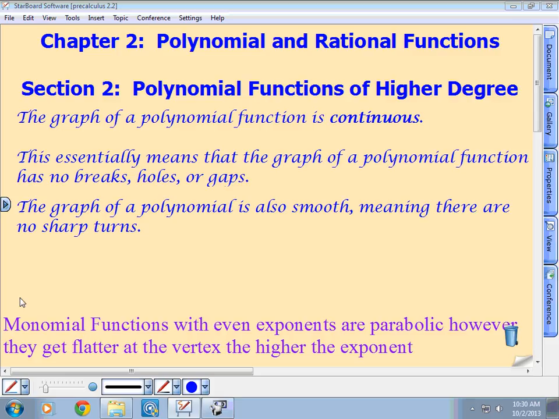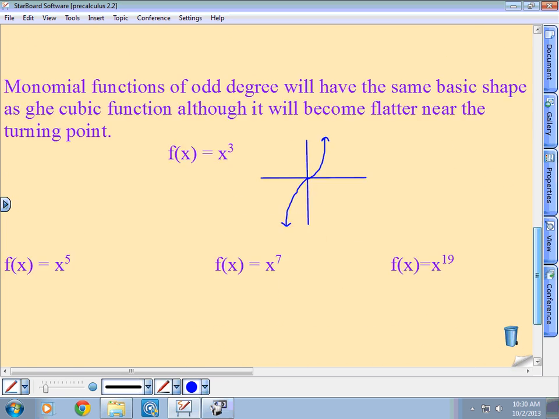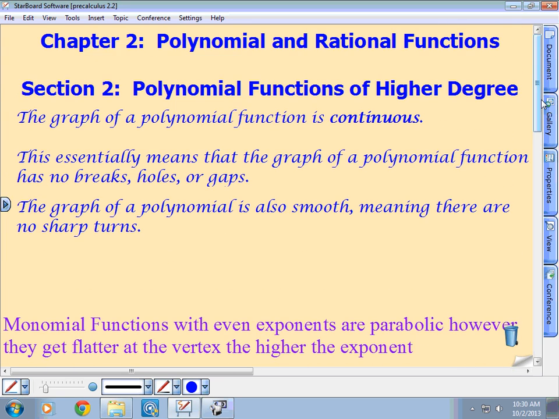So what do we mean by continuous? Well, it essentially means that the graph of a polynomial function has no breaks, holes, or gaps. So you're not going to see any holes. That's a hole. You're not going to see any breaks, or gaps. So the graph of a polynomial function is just going to be continuous.